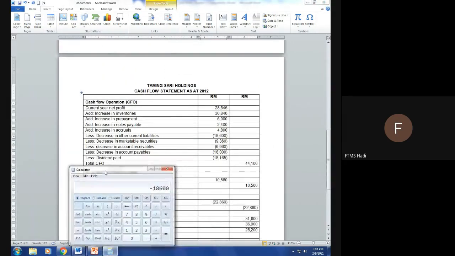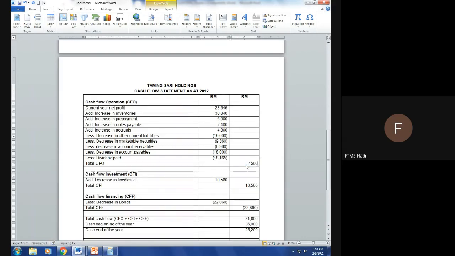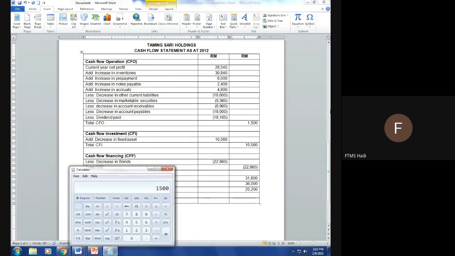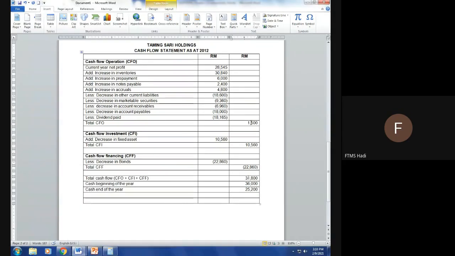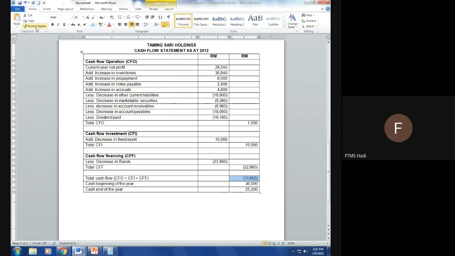2,840 plus 3,840 plus 6,000 plus 2,400 plus 4,800 minus 18,600 minus 9,360 minus 6,960 minus 18,000 minus 18,165 equals 1,500. Ah, yes, correct. 10,800. Okay, done. I checked the mistake already. You see here, this is the final answer, 10,800.